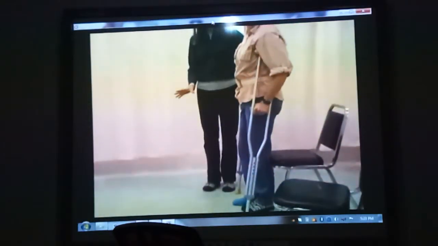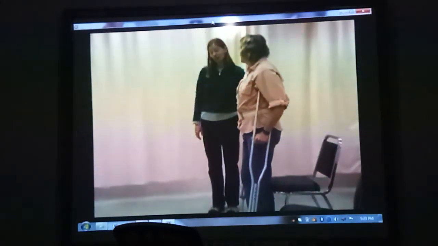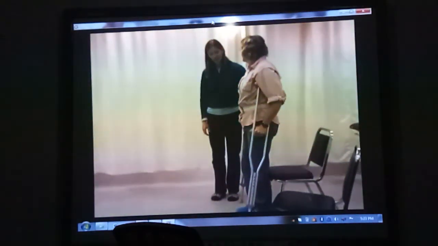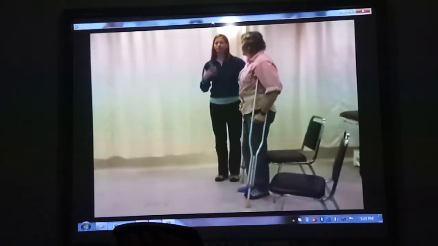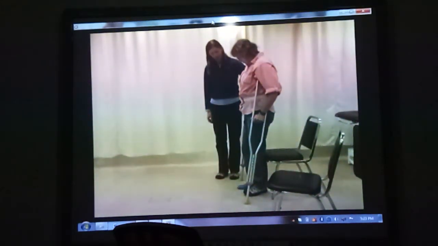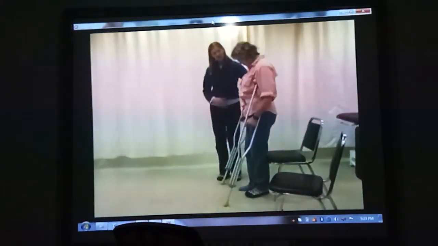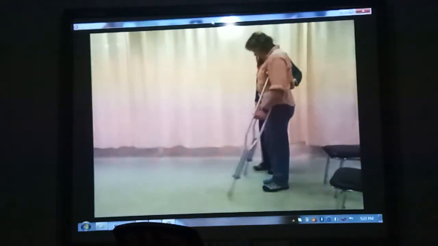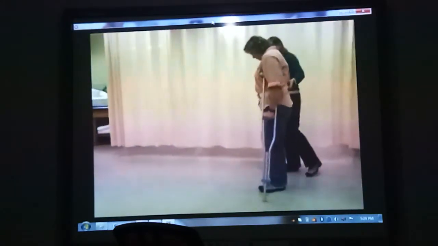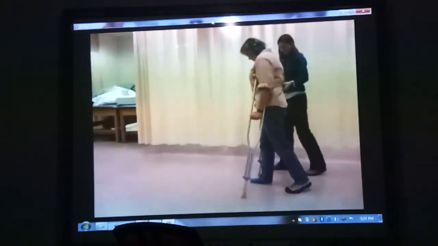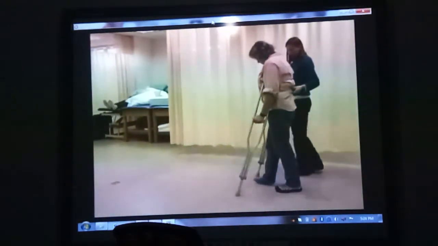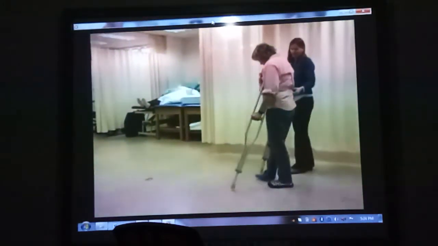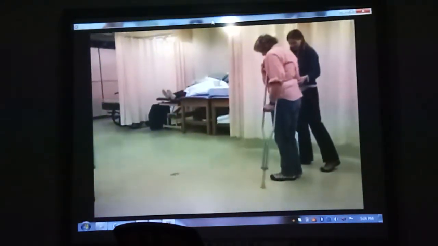Those are all 3-point gait. Now we're going to do a modified 3-point. And sometimes patients prefer to do this because they're not quite comfortable swinging their leg through yet. So what you do is the crutches, then your foot, and then you just step to where your other foot is. Sometimes patients will do this first and then they'll learn to do a 3-point gait.